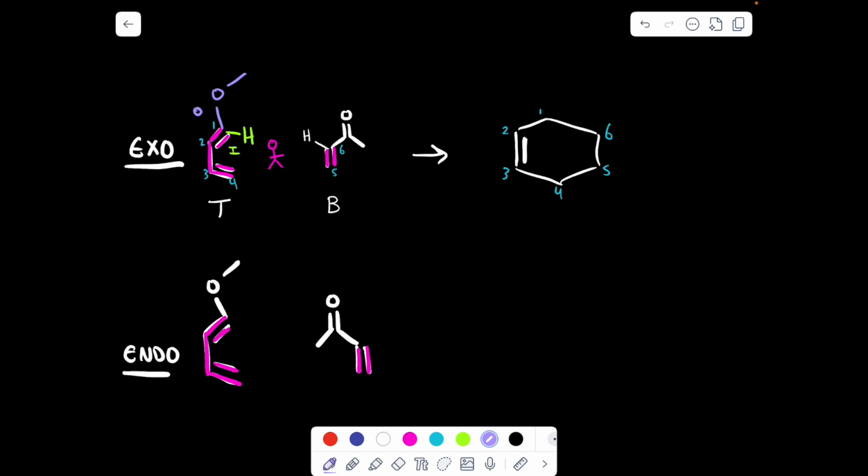So what about the 2 groups on carbon number 6 on the dienophile? Well, the hydrogen could reach out a hand and touch that person. Therefore, it is on the inside.